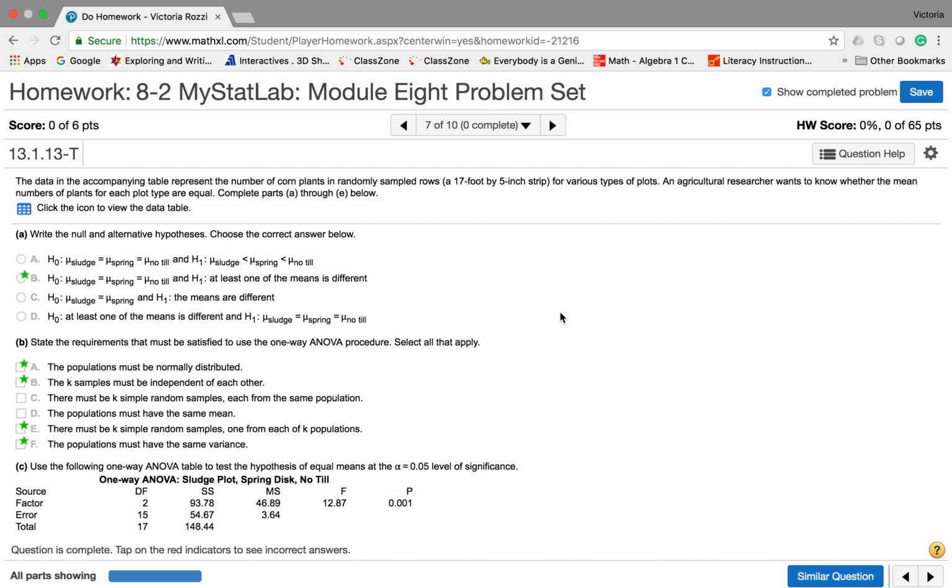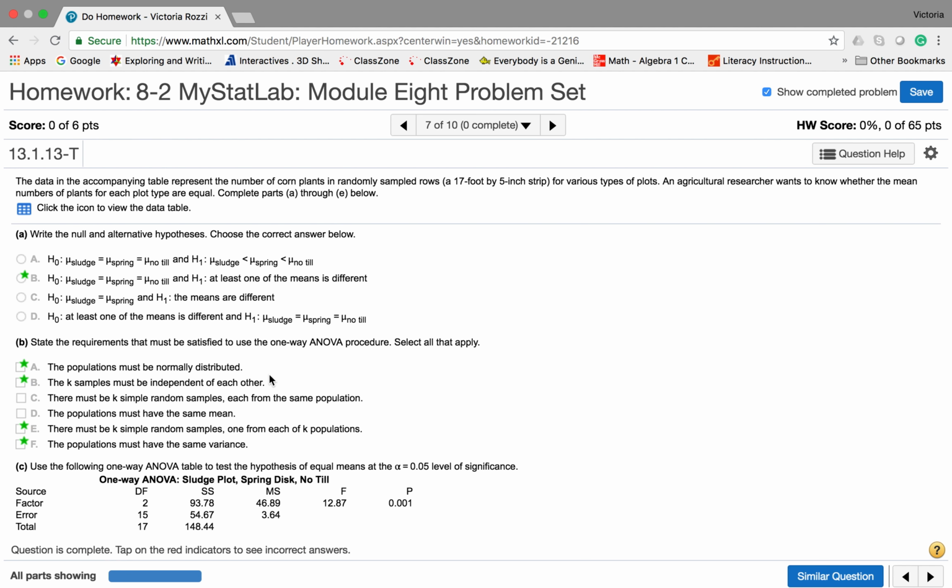An agricultural researcher wants to know whether the mean number of plants for each plot type are equal. So first of all, when you choose your null and alternative hypotheses for this type of problem, your null on an ANOVA test is going to be that all of them are equal. Your alternative is going to be that at least one of the means is different. And that's why they've chosen B here. A has the correct null hypothesis, but doesn't have the correct alternative hypothesis.